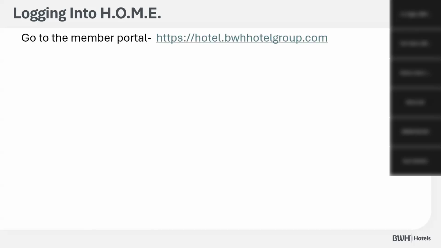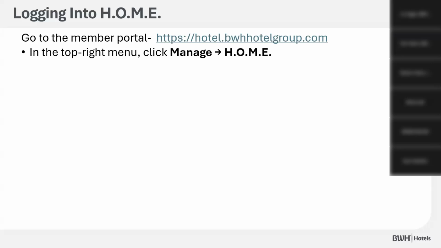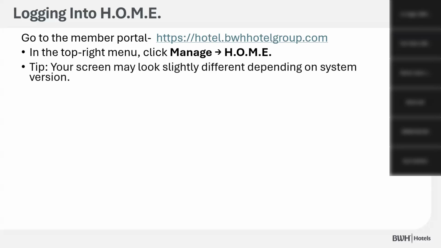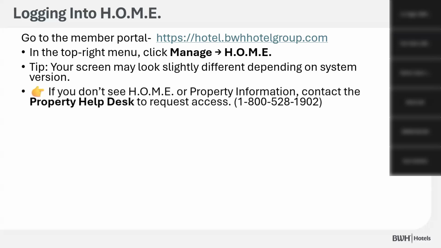So step one, you'll log into the member portal. I have the link included. Step two, in the top right menu where it shows your name, you're going to click Manage and then the word Home. Your screen may look a little bit different depending on what version you're in, but just know it'll be pretty similar to the one that I'm about to show you.